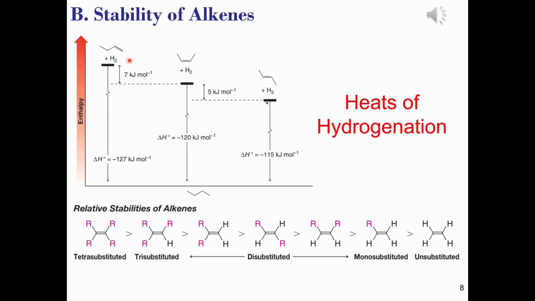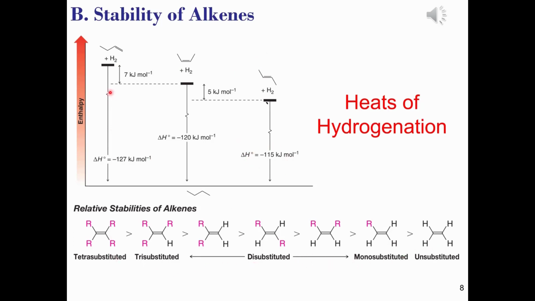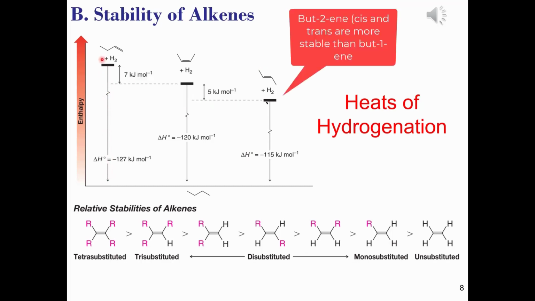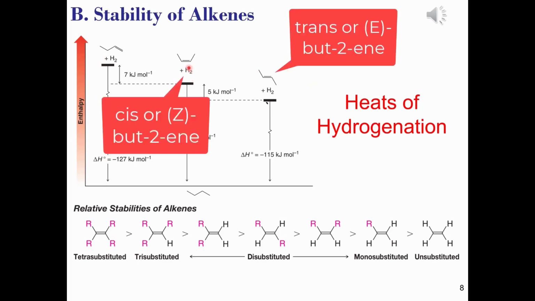So the more substituted the alkene is, the lower the heat of hydrogenation, and this is a measure of how stable it is. Think of a ball being raised off the ground. The higher it is from the ground, the less stable it is. So for our but-2-ene, this is a di-substituted alkene, but here we can see a cis and trans arrangement.